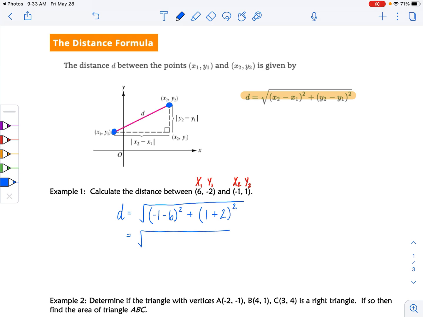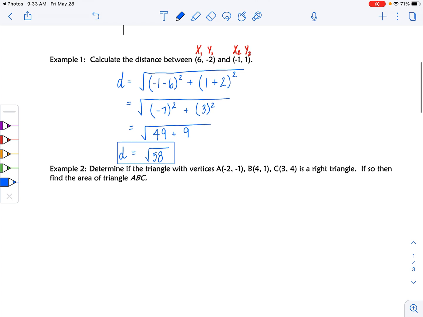When we simplify, we're going to leave that square root. This becomes -7 squared. This will be 3 squared. Keep going with the square root. 49 plus 9, and that gives you a total of 58 under the square root. If you could simplify that square root, I would ask you to find that largest perfect square and rationalize. But this one you cannot.